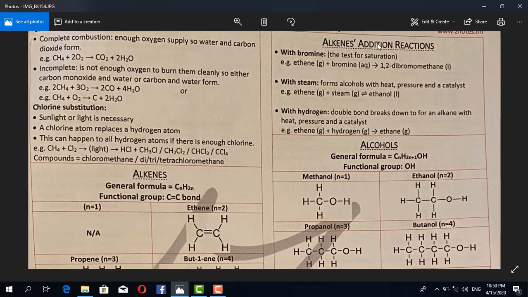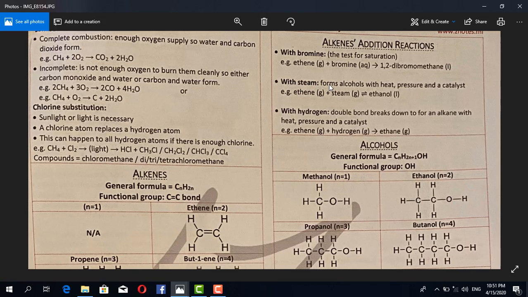The alkenes' addition reactions. We've got them in detail in your book, so we're just going to go through them. When the alkene reacts with bromine, for example ethene with bromine, it forms 1,2-dibromoethane. You have the ethene, but on the first and second carbon, instead of a hydrogen, you would have bromine.